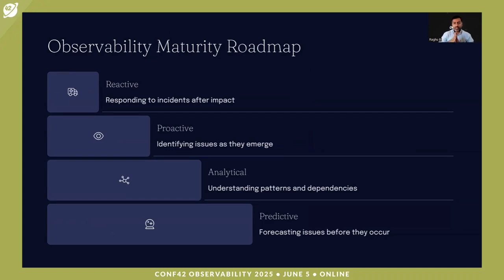Observability is a key capability that organizations need to measure over time. This slide outlines a 4-stage maturity roadmap for observability. At the reactive stage, we are simply responding to incidents after they have already impacted the business. The proactive stage is about identifying issues as they emerge before they cause major disruptions. In the analytical stage, we gain a deeper understanding of patterns and dependencies in our systems. The ultimate goal is to reach the predictive stage where we can forecast issues before they even occur.